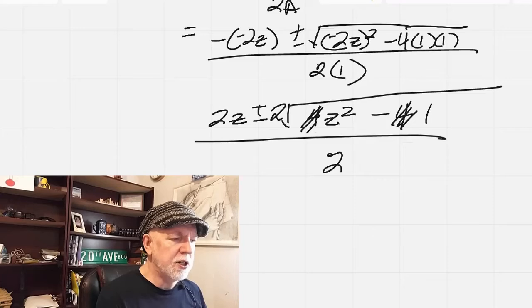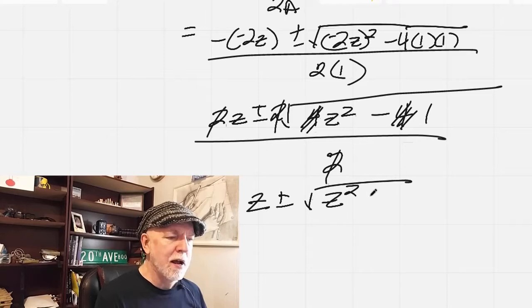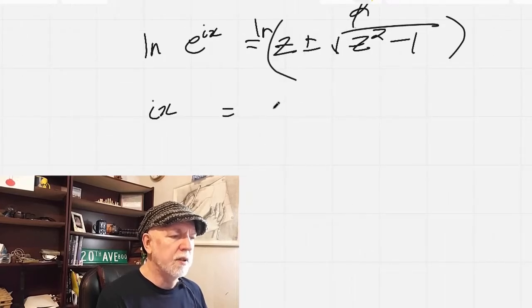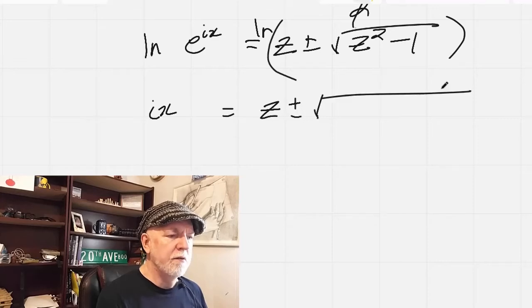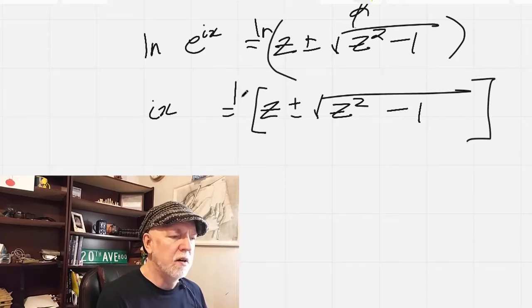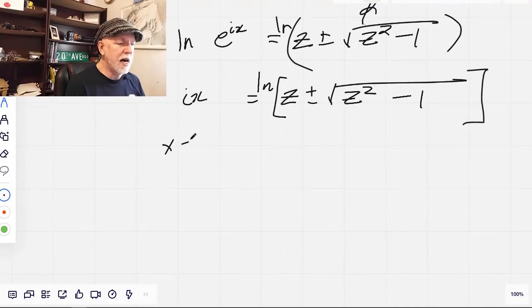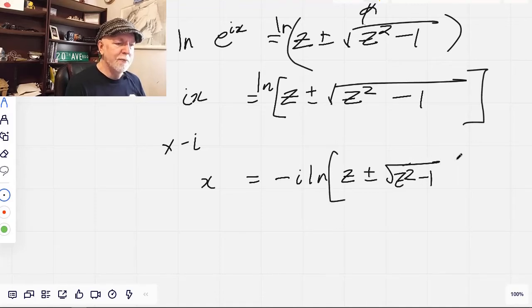So finally, our solution for e to the ix equals, these 2's all cancel out, and we have z plus or minus the square root of z squared minus 1. Now let's just take the log of both sides. We have ix equals the logarithm of z plus or minus the square root of z squared minus 1. Multiply both sides by negative i. So we end up here, x equals negative i log of z plus or minus the square root of z squared minus 1, and that's all logarithmed there.